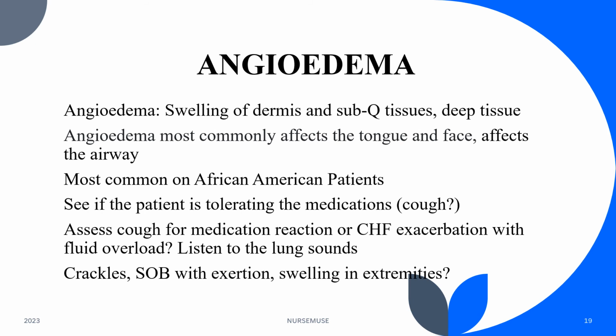Now, one side effect with ACE inhibitors that you need to be aware of is angioedema. Angioedema is a really deep swelling. It's the swelling of the dermis and the subcutaneous tissues, so it's a deep swelling. Why we worry about angioedema is because it most commonly affects the tongue and the face, and anytime we have swelling of the tongue or the face, it can affect the airway. So we need to be very cognizant of making sure our patient does not have any angioedema signs or symptoms.